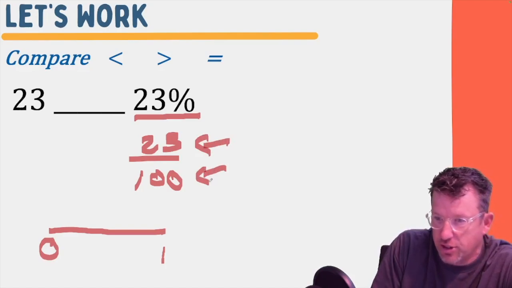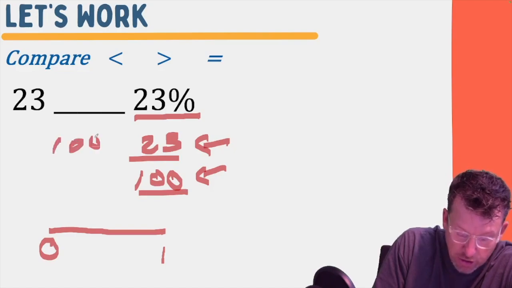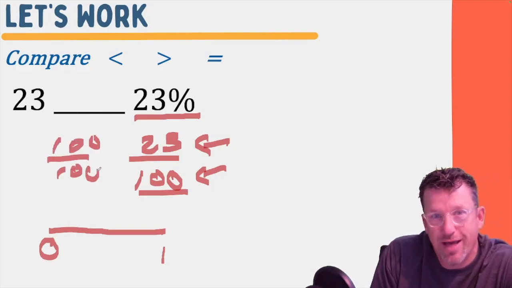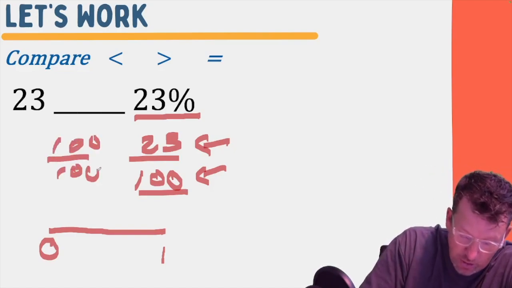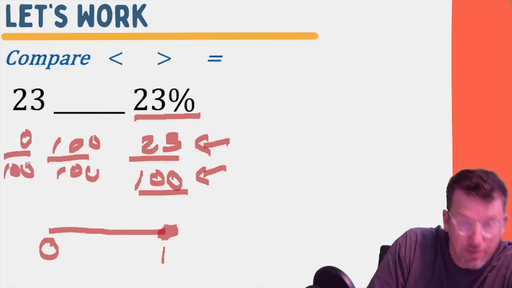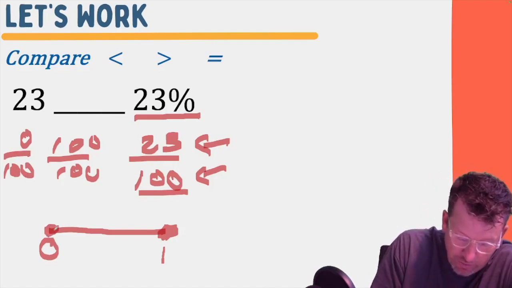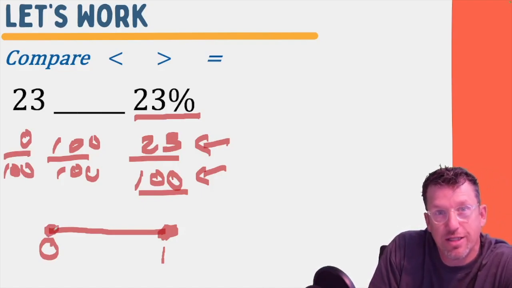Let's look at that fraction real quick, and say it was something out of 100, and it was 100 out of 100. Where would that be? 100 out of 100 is 1, right? That's a whole. So that would be right there. And if we had 0 out of that 100, where would that go? Well, that represents 0. That would go right there. So 23 out of 100 is going to go somewhere in between 0 and 1.